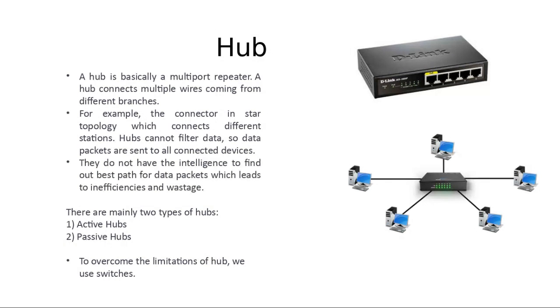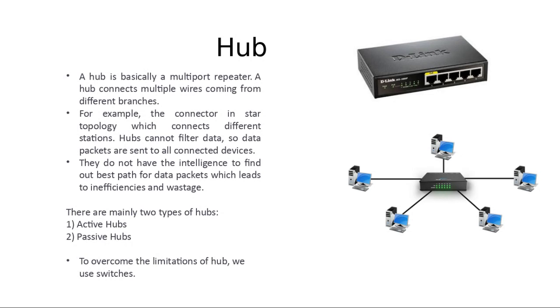Next is your hub. Now, we talked about repeater. Generally a repeater has two ports. Hub is a kind of a multi-port repeater. It connects multiple wires from different branches. If you look at the diagram on the left-hand side, in the middle of the topology, there is a hub and multiple devices are connected to it. So this is an example of a star topology. Generally in a star topology, in the middle there is a hub and all the devices are connected to it.